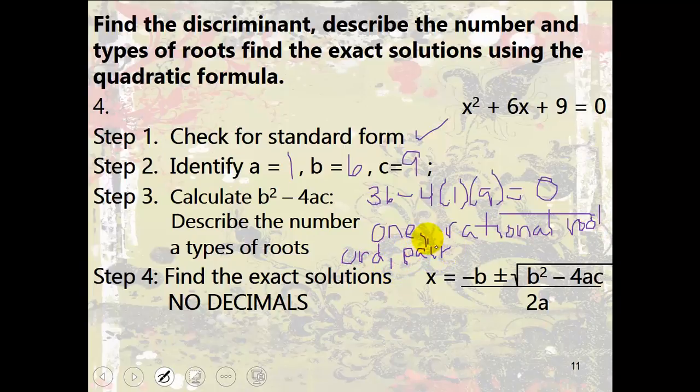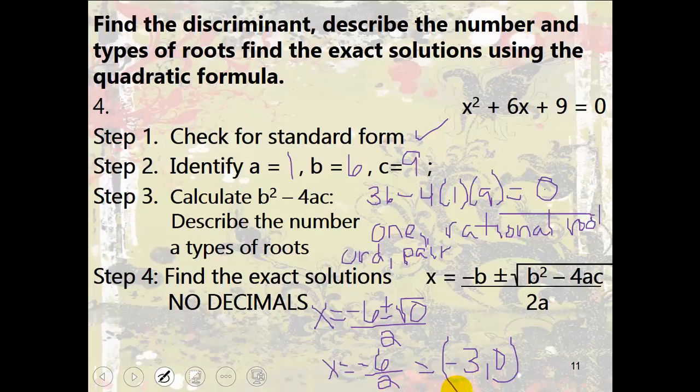I've already found b squared minus 4ac, and that's 0, so I get x is equal to negative b, which is negative 6, plus or minus the square root of 0 over 2. The square root of 0 is just 0, so we get x is equal to negative 6 over 2, which is negative 3, 0. Now be careful, because in most of our examples, a was 1, but this can very much be a number that's not 1.